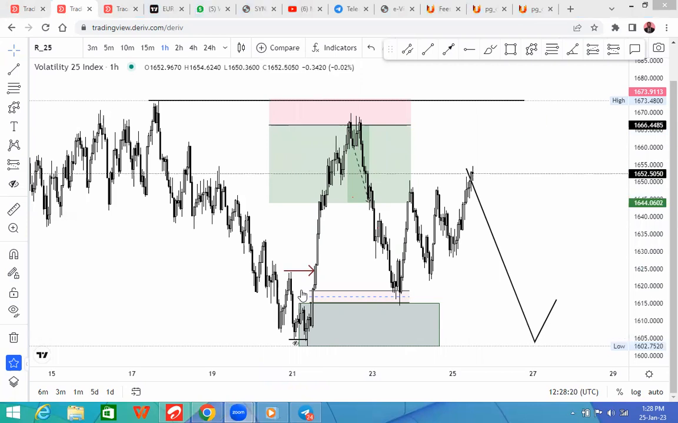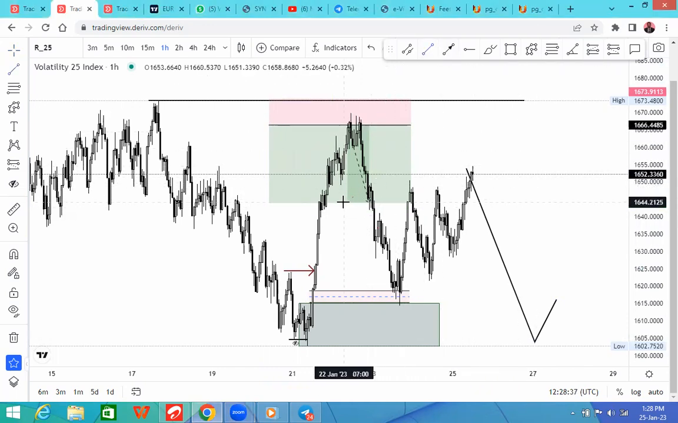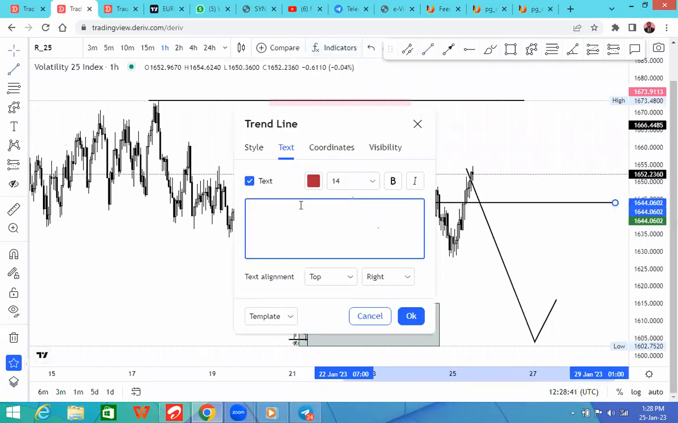It will tell me the lot size to use on MT5. So people come asking me, which lot should I use? What lot should I use for a $21 account? Young man, stick with risk management, trade management. And once I get to 1 to 3, instead of closing everything, I'll just put it here. I'll say first TP. I'll take partials from here.